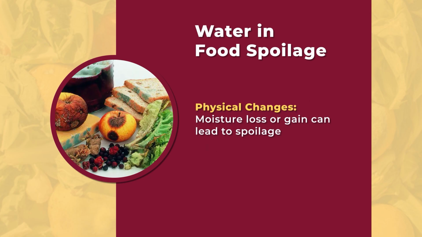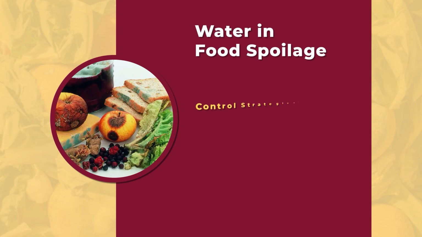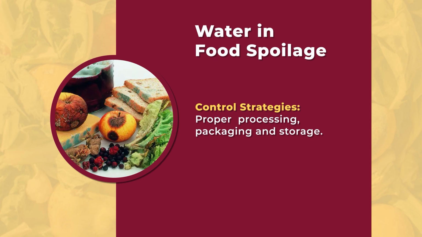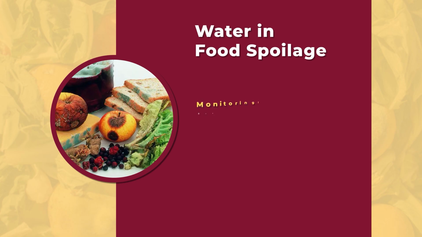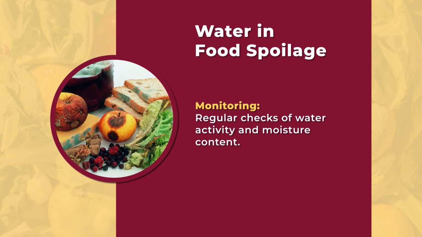It can also bring physical changes like moisture loss or grain, which can lead to spoilage. So what are the control strategies? Particularly, proper processing, packaging and storage should be done. And monitoring: regularly check the water activity and moisture content. We should check the moisture content regularly of the products which are properly stored.